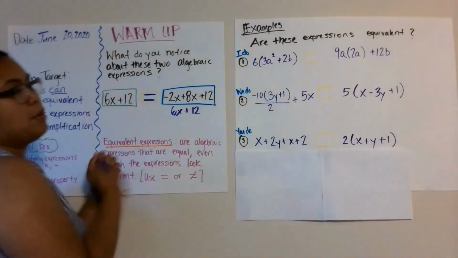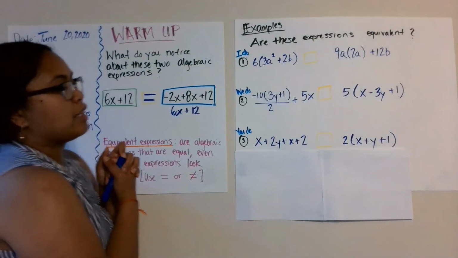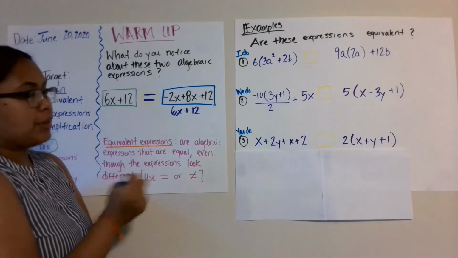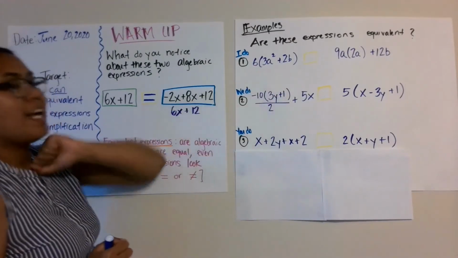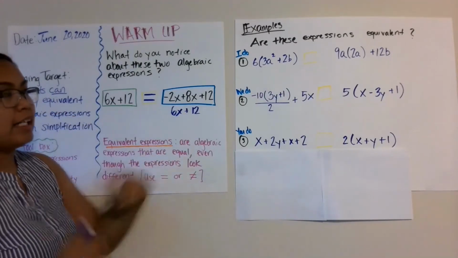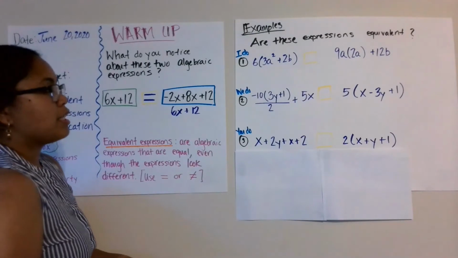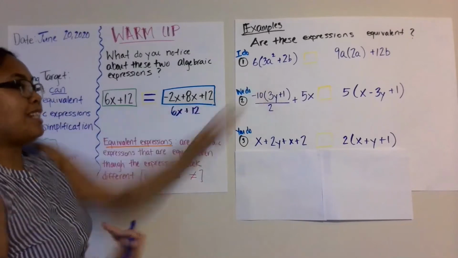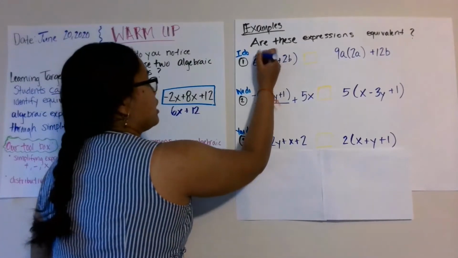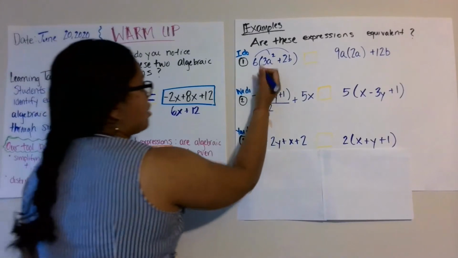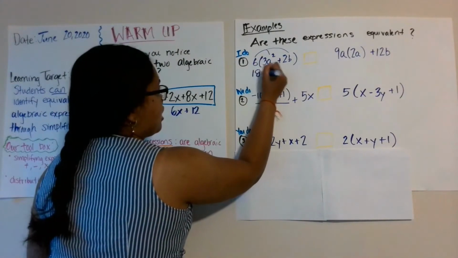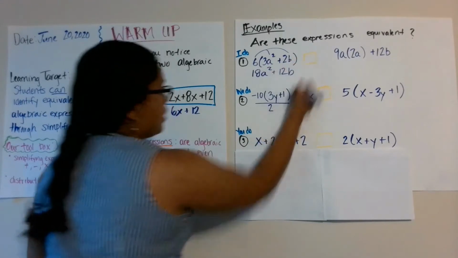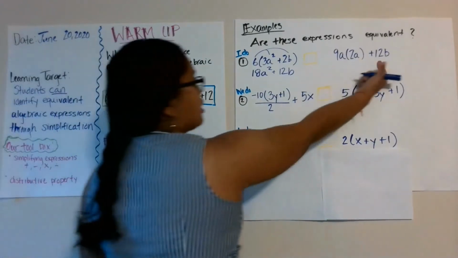So we have 6 parentheses 3a squared plus 2b, and the other expression, which is 9a parentheses 2a plus 12b. When we look at the first expression, we want to ask ourselves, can we simplify that? The answer is yes, because whenever there's parentheses, we might have to distribute. So we are distributing that 6 to the 3a squared and the 2b. So 6 times 3a squared is 18a squared. 6 times 2b is 12b. Simplify completely.